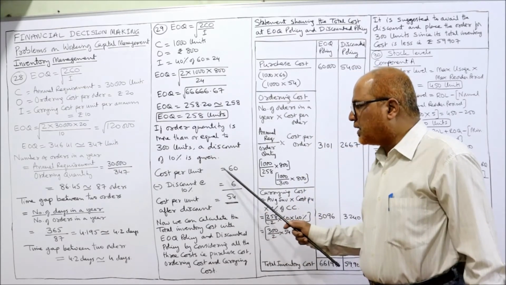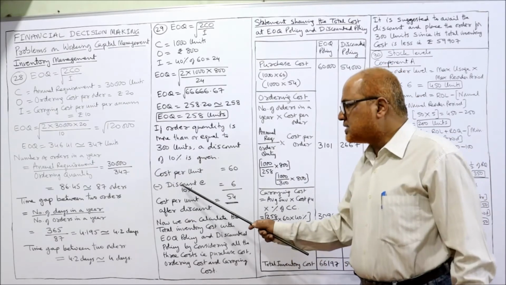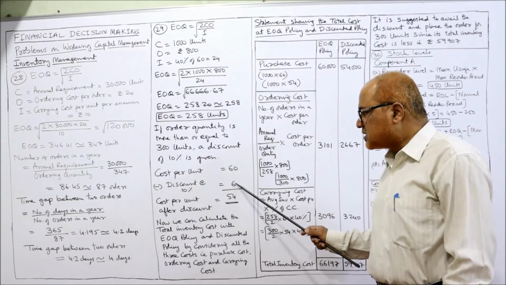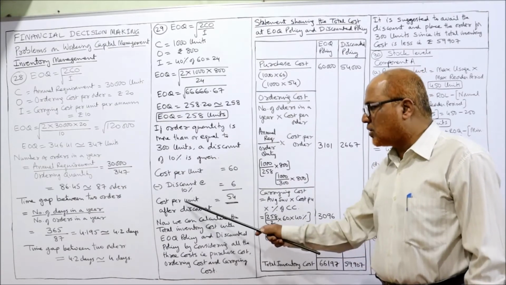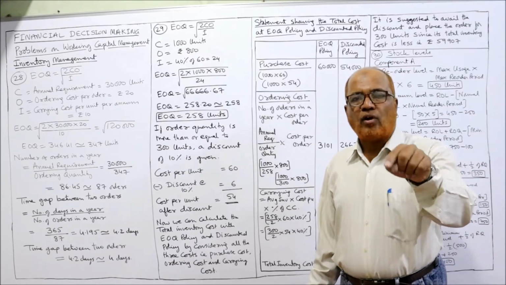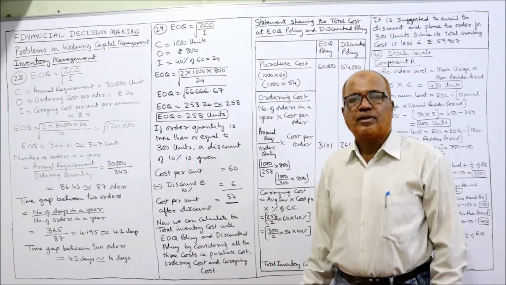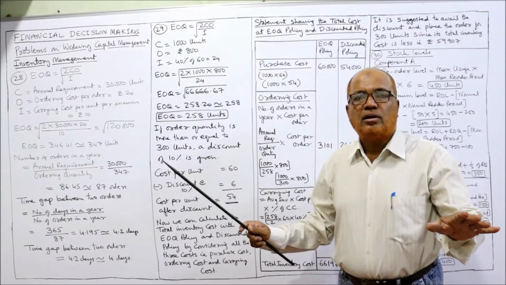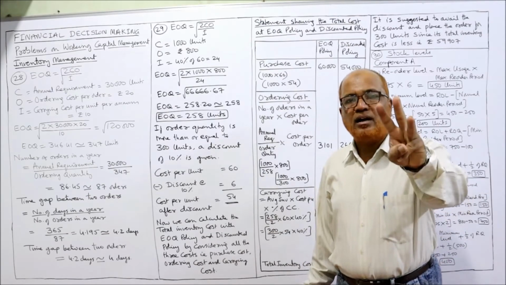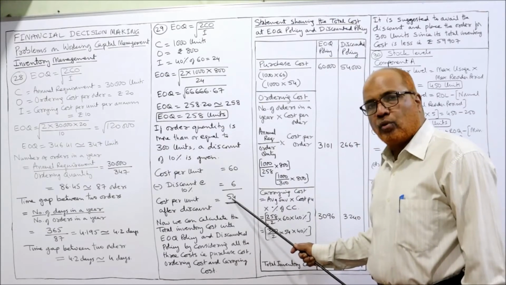So what is the cost per unit now? 60 rupees without discount. And less 10% discount. 10% of 60 rupees is 6 rupees. So deduct 6 rupees. 54 rupees is the cost per unit after discount. So if we follow EOQ policy, we have to place the order for 258 units. We will not get any discount. The cost per unit 60 rupees. If you place the order for 300 units, we are getting discount and the discounted price is 54 rupees.